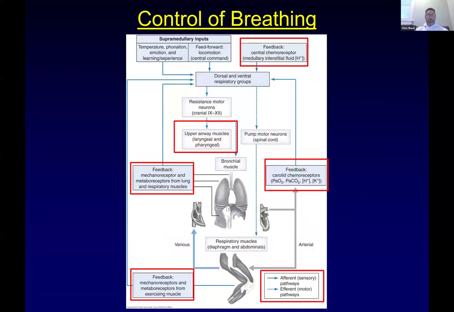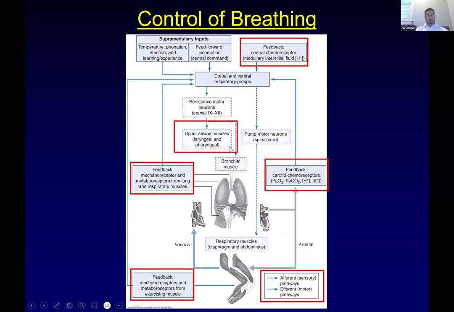Okay. So again, this is the same kind of stuff, but it's showing the areas where there's going to be feedback. Here is a central chemoreceptor. So chemoreceptors in the medulla look at interstitial fluid and hydrogen ion levels. It also helps us to monitor O2 and CO2 levels.